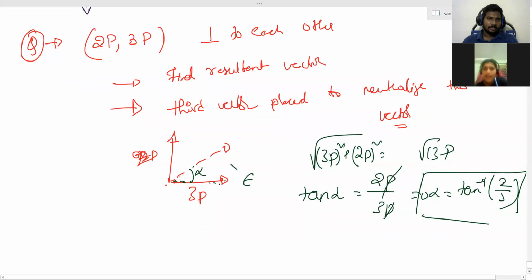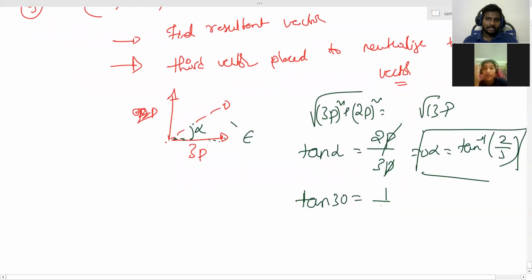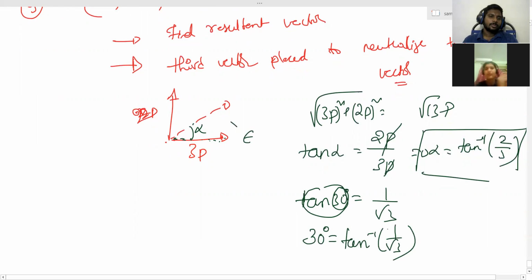Why do we have to take tan inverse? Why can't we take tan alpha? Suppose I ask, tan 30 is equal to how much? 1 by root 3. That's good. What we need is 30 degrees, not tan 30. We need the angle in degrees or radians. So 30 degrees can be written as tan inverse of 1 by root 3. That means tan inverse of 1 by root 3 is nothing but 30 degrees.